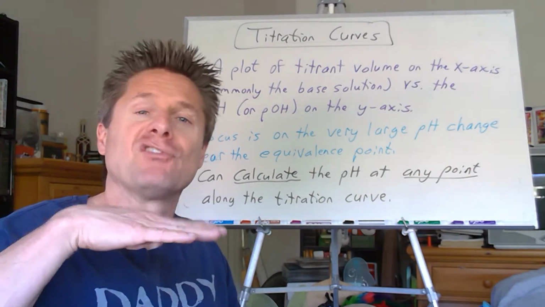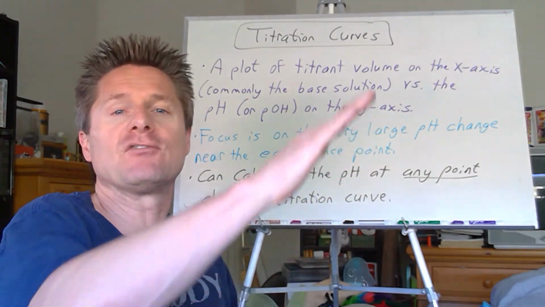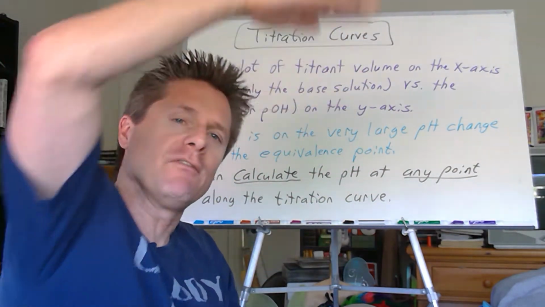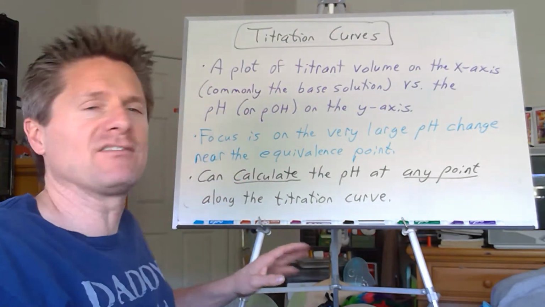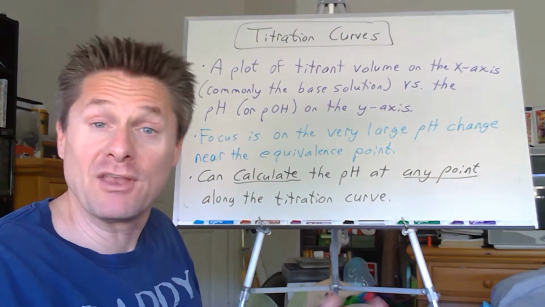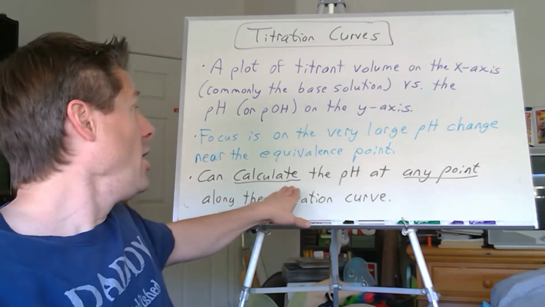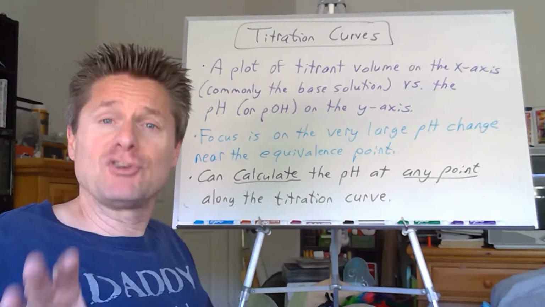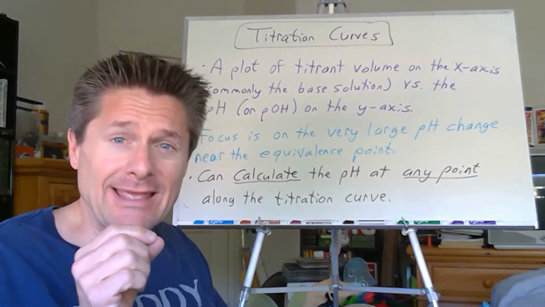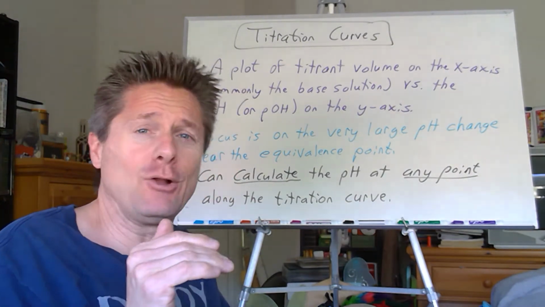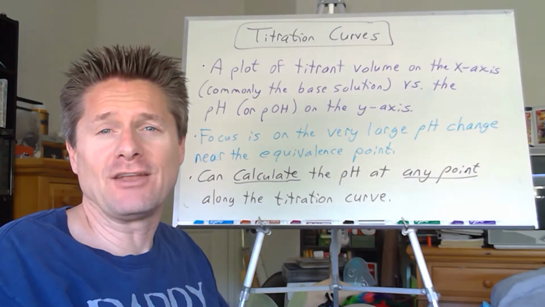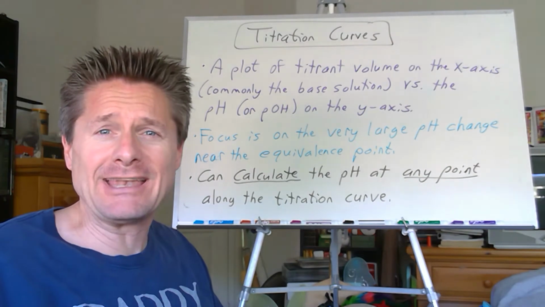So you start at the pH of the acid. The pH goes up, up, up, hits the equivalence point, and then keeps going up if you go past. Although in lab, we don't go past the endpoint, but theoretically we could. I'm going to teach you how to calculate the pH at any single point along that titration curve. I know you're so excited to do that.